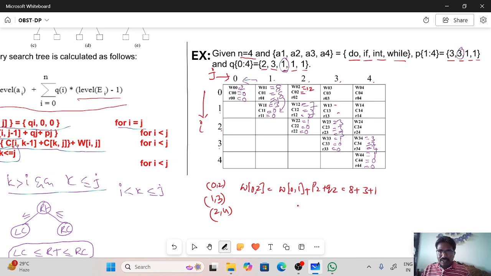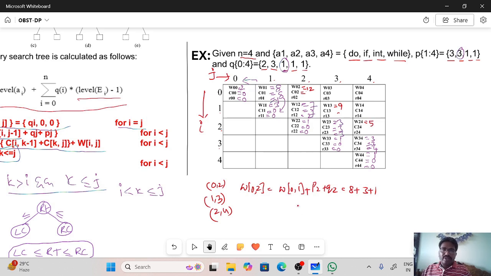In the same way for W13 and W24, first I will fill the weights. What is the W13? 7 plus P3 plus Q3. What is the P3? 1. What is the Q3? 1. 1 plus 1 is 2, 2 plus 7 is 9. In the same way for W24, what is the earlier value? 3. So 3 plus P4 plus Q4, 1 plus 1 is 2, 2 plus 3 is 5.